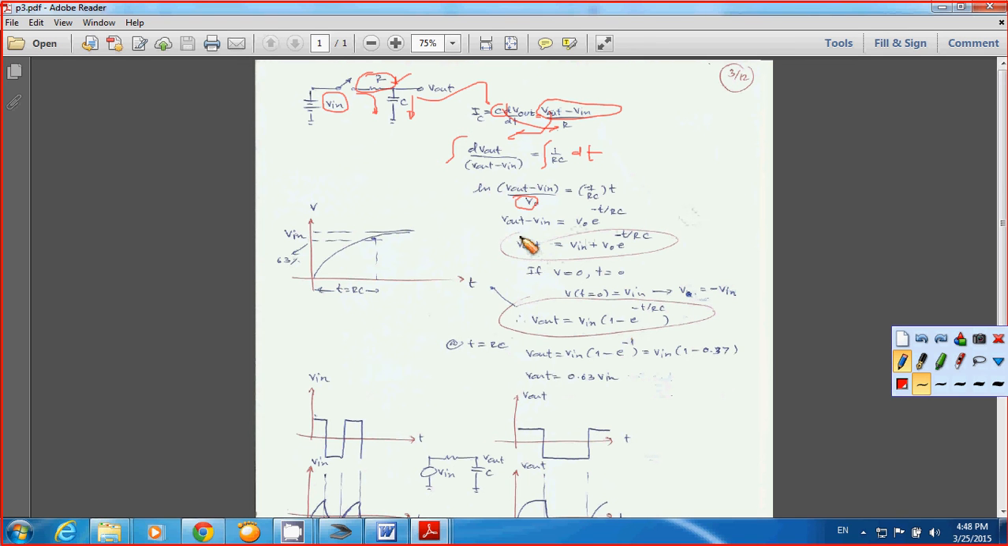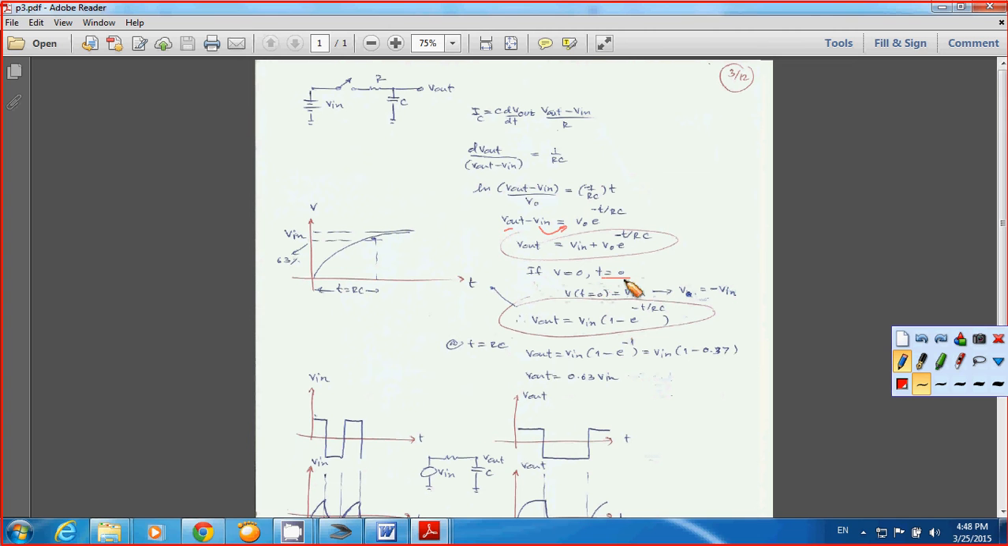And you rearrange the equation. Your V out minus V in is going to be equal to V0 multiplied by exponential negative t over RC. Okay, it's the same thing as the previous circuit, except here you have V in. So if your V in becomes 0, you get back to the previous circuit equation. And then V out is going to be your V in plus V0 multiplied by exponential negative t over RC.